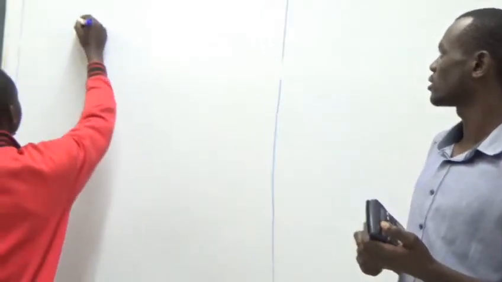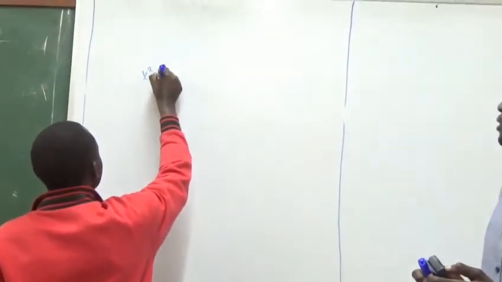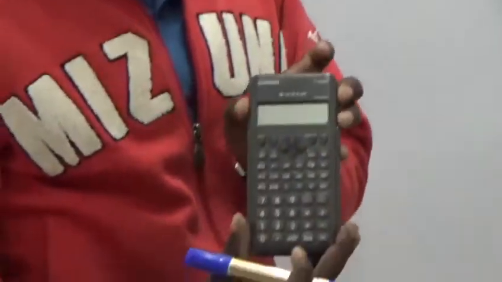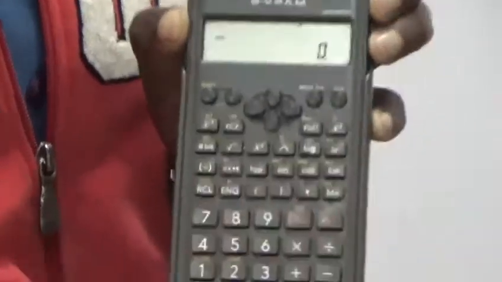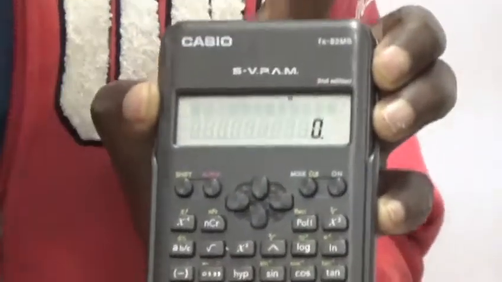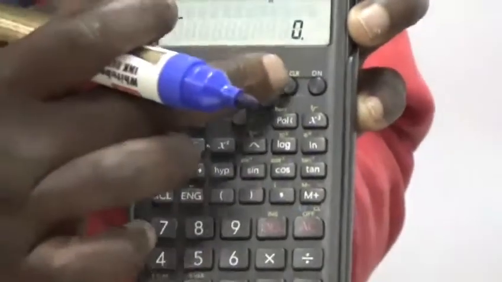So in our case, let's consider a first example: x squared plus x minus 12 equals 0. In this example, I'm going to direct you how to solve it using a calculator. First of all, this is my calculator. In my case, I'm going to use the FX82. Then I have to put it on. After putting it on, make sure you reset your calculator. What you will do, you will press Shift, Mode, then number 3, and the equal sign.